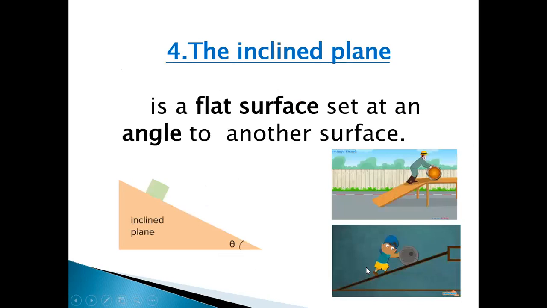Okay. The fourth type is the inclined plane. What does it mean by an inclined plane? Can you see it? Okay. This is just a flat surface. Okay. And it's having an angle. I don't want this definition. I just want you to understand. It's a surface which is inclined.